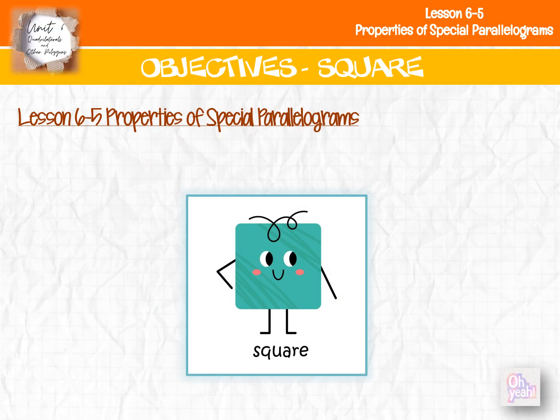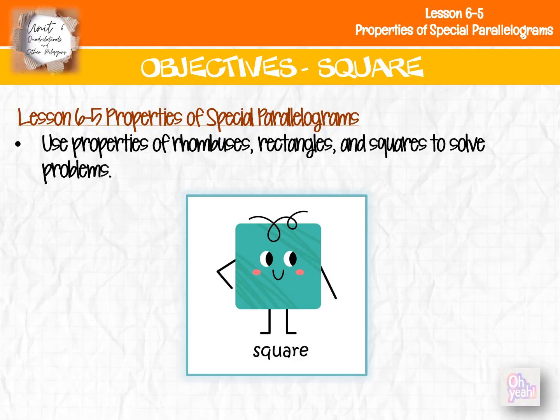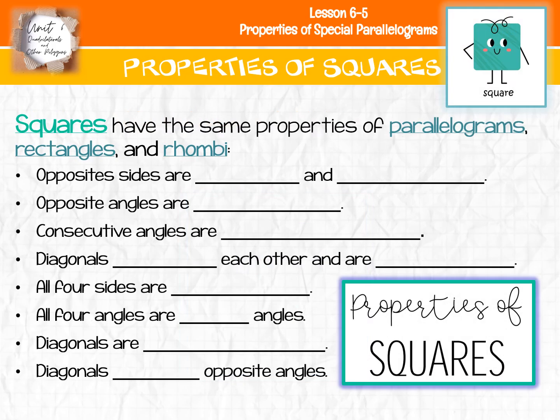Objectives, square. We're going to use properties of rhombuses, rectangles, and squares to solve problems. Squares have the same properties of parallelograms, rectangles, and rhombi. That's why this is part 3, because we already went over parallelograms and rectangles and rhombi.